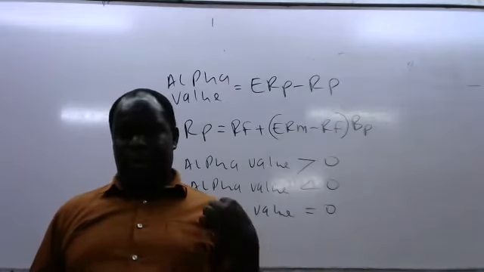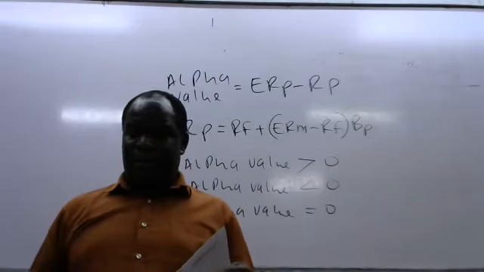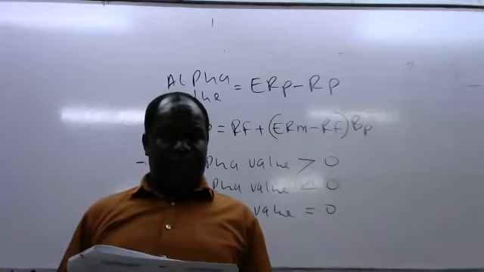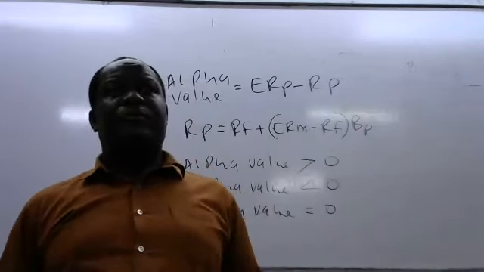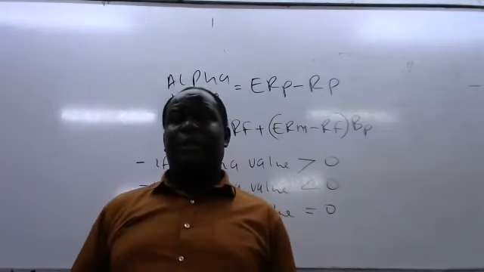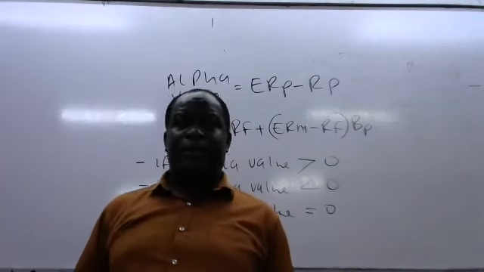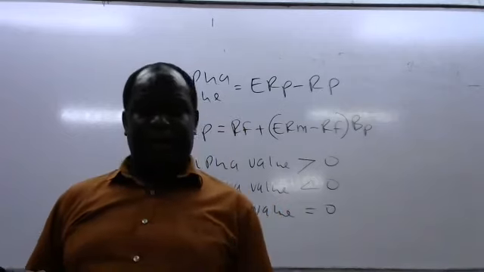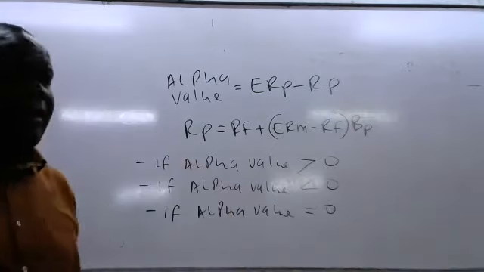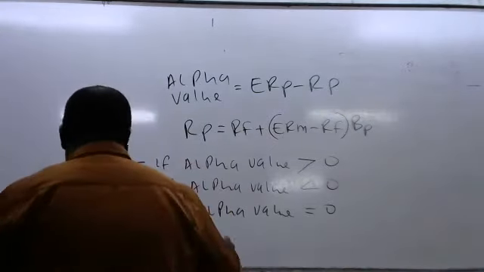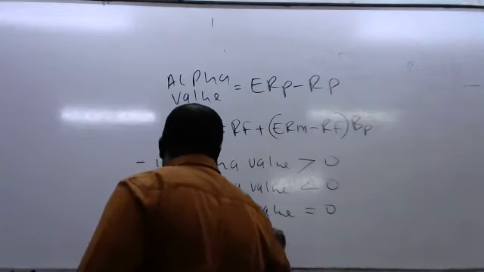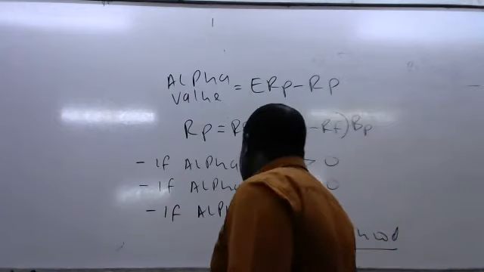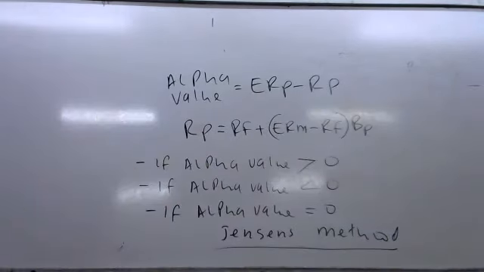So I want us to go back to that question for May 2017, question number 2, part B. I want us to add there Roman letter 3 as Jensen's method. It was not there, but we can do the same question using Jensen's method.